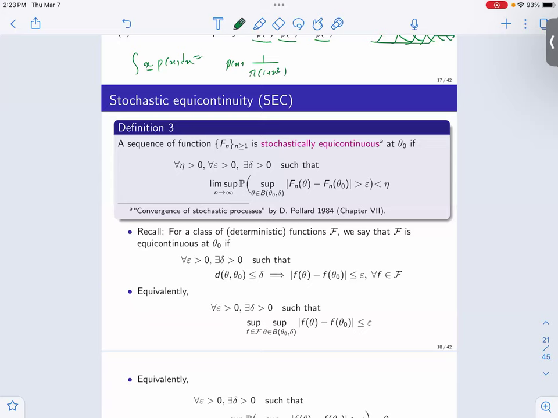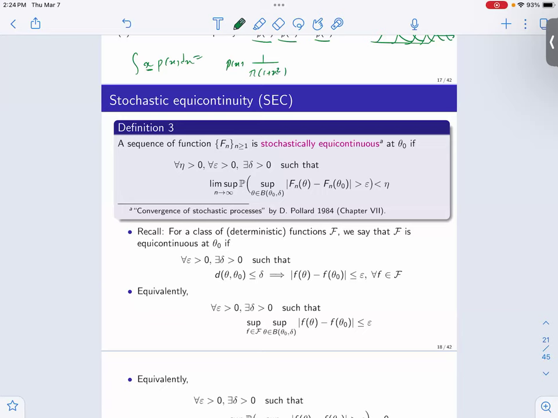So uniform continuity says that for every epsilon, I can choose this delta independently. So there is one single delta that works for every f in the class. Then that class is equicontinuous. It's a sort of uniform continuity, but they call it equicontinuity. So equicontinuous at theta naught. And this definition can be properly adapted to the probabilistic setting. It would be something like that, which we skip. Okay.